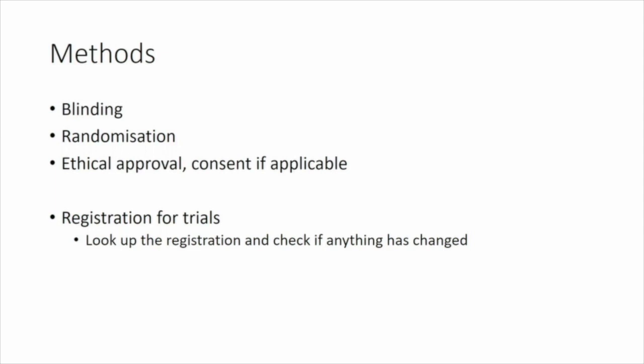Now, if they've jiggled around the primary aim, and the primary aim in the registration has become the secondary aim in the paper, then you should ask the authors why they've done that. If there are things that they said they were going to measure in the registration and they haven't reported them in the paper, you should ask the authors why they haven't reported them, and preferably they should report them.